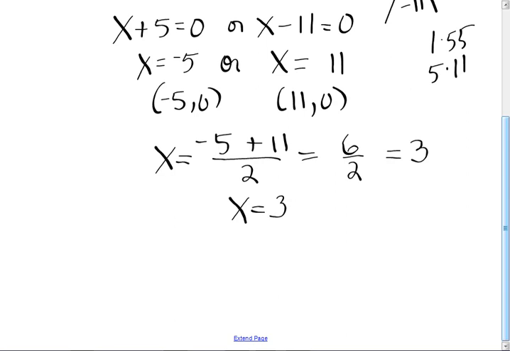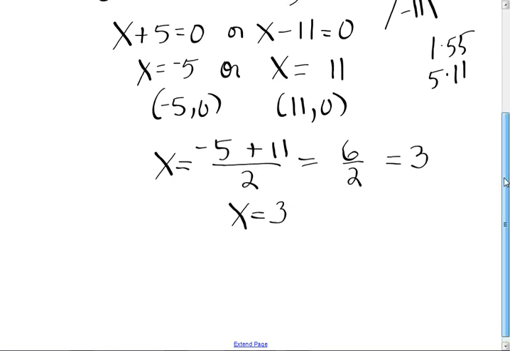And then, Matt, how do we find the vertex? If x is 3, what do I do with the 3? I need to find what? The vertex. Luke, what do I have to do to find the vertex?